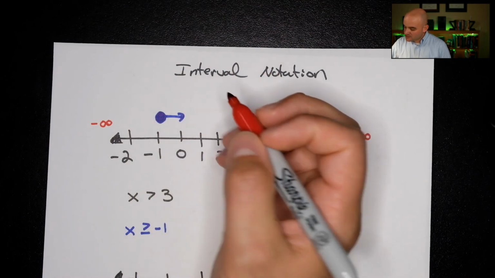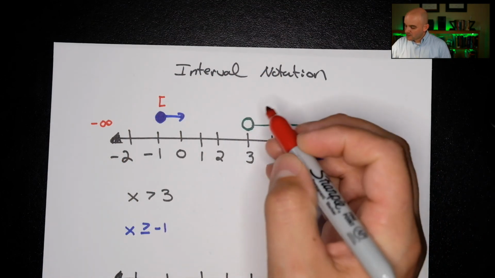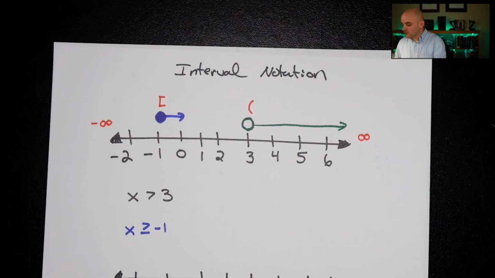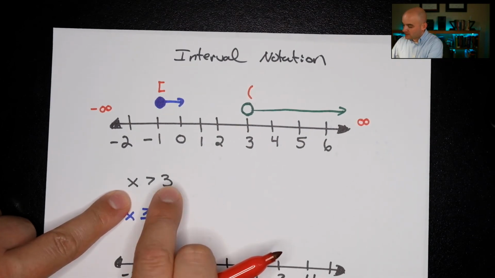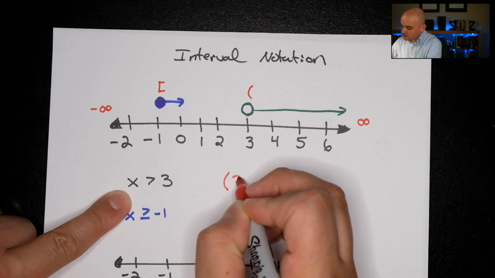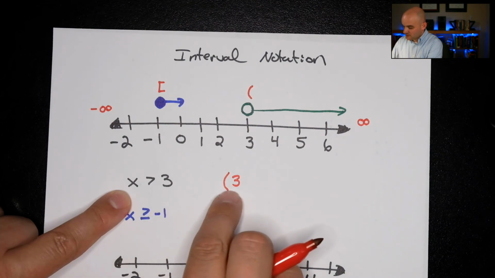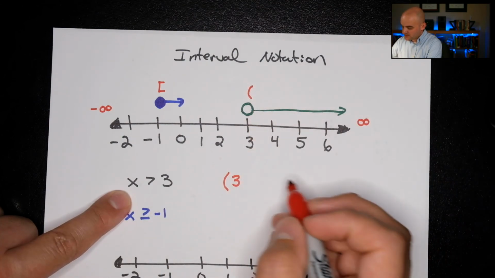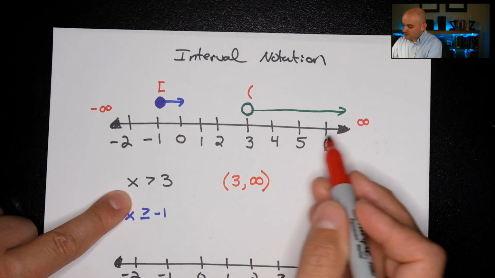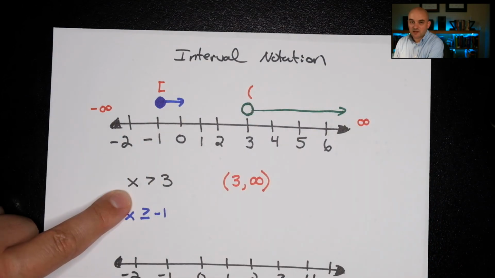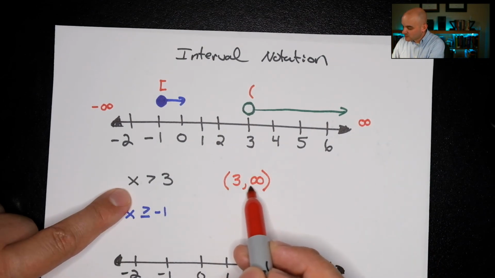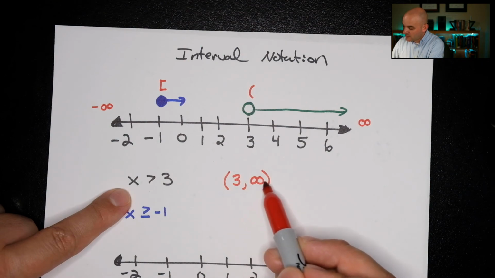When we want to include a number, we use a bracket. When we don't want to include that number, we use a parenthesis. So x is greater than 3 would work like this. We work from left to right, and we don't want to include the 3, but we're going to start at 3, going left to right. Don't include the 3, that's why we've got the parenthesis. And then go off to infinity. Whenever we have infinity or negative infinity, we always use a parenthesis, because infinity is not a number, so you can't include infinity. So this reads: x can be anything bigger than 3.